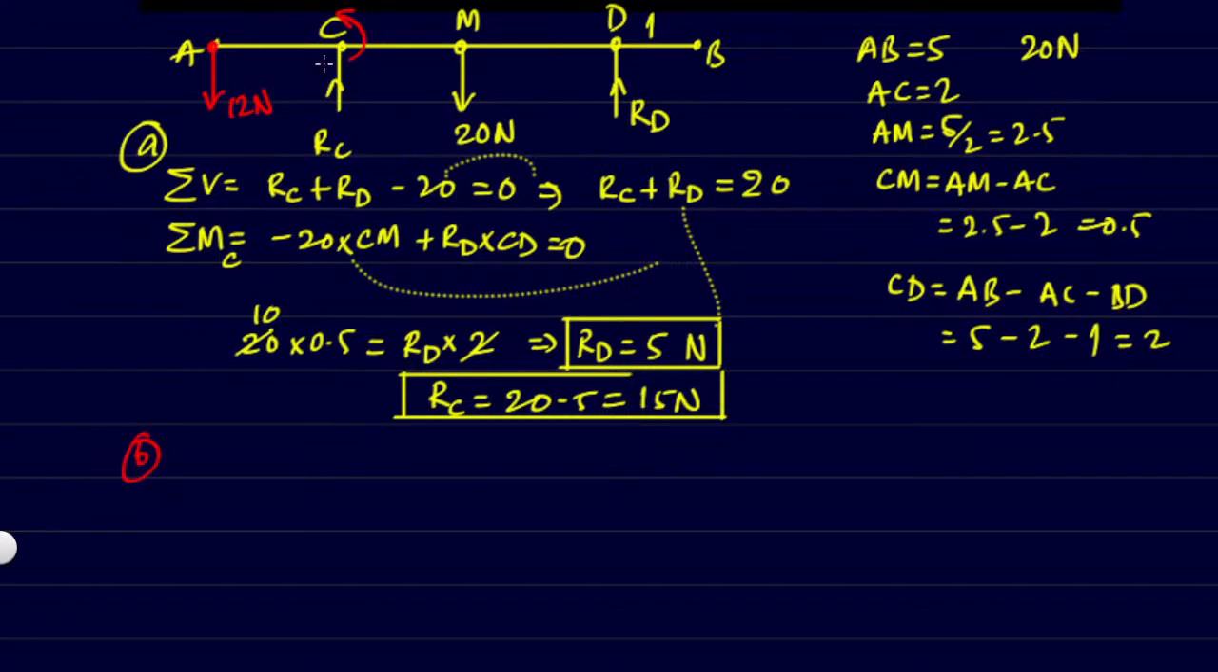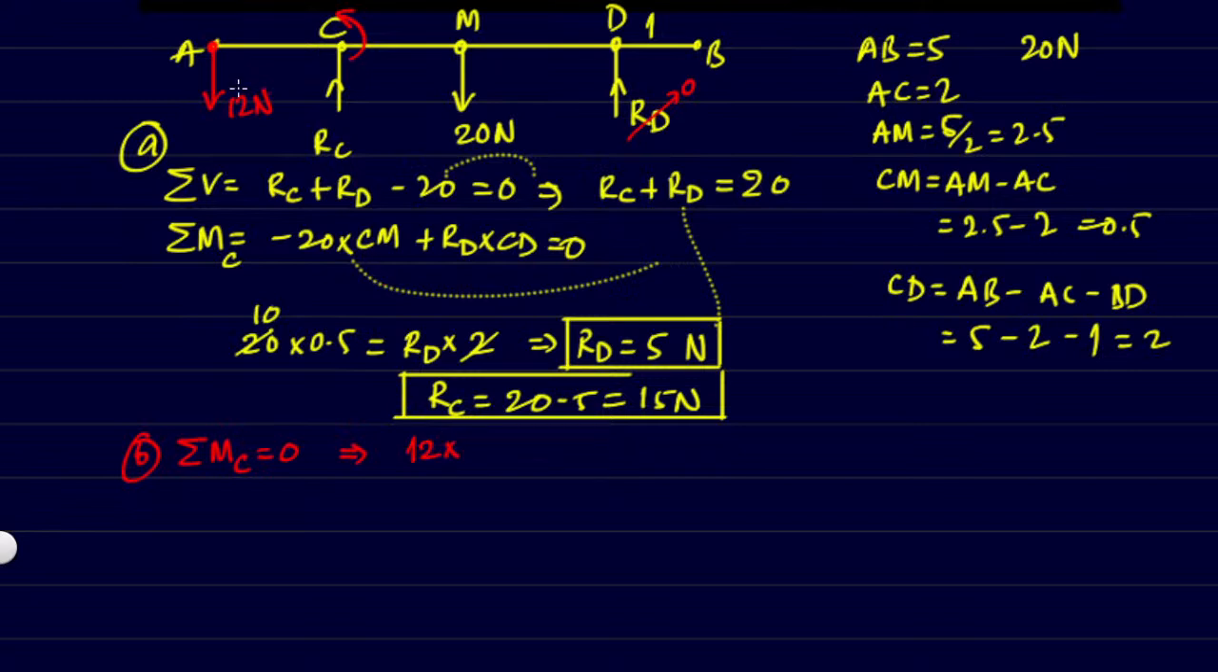If you want this to tilt, RD should become 0. Correct? Yes. RD should become 0. And what else? I think that's it. So we have to just prove that sigma M about C is 0. Okay. So now take all the moments one by one.